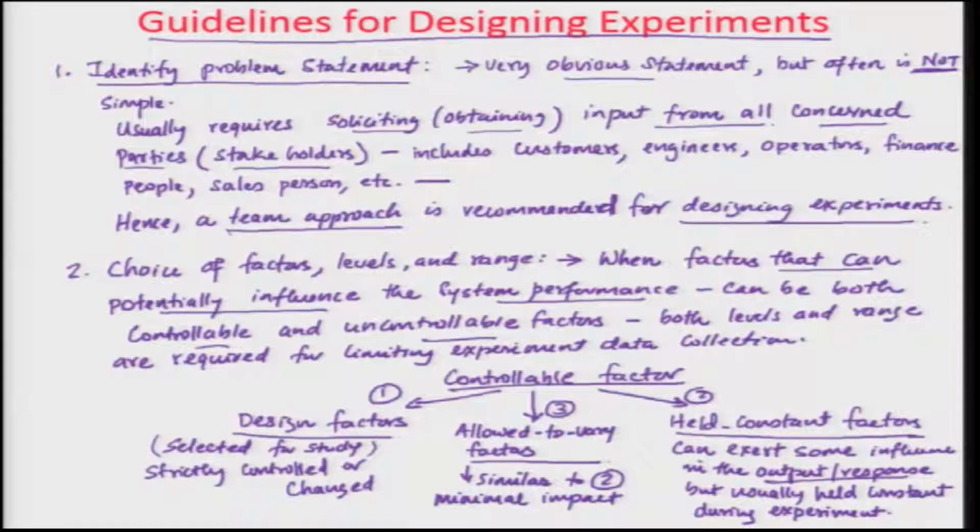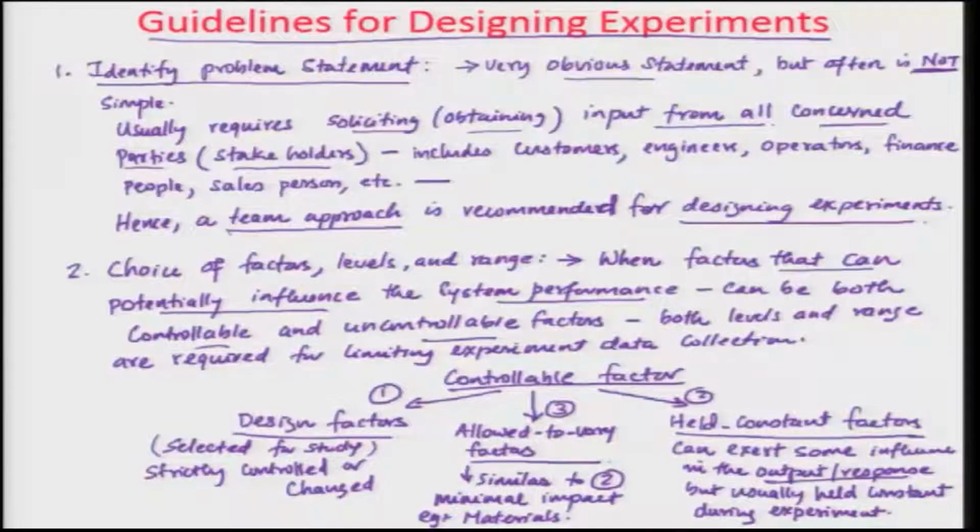The major example of this is materials. You cannot control the materials that much. I mean, you say I am going to make bronze and I am going to use it, but if it is an alloy, then the composition of the alloy can vary from place to place. So, you cannot really control it, you cannot hold it constant. So, the difference between 2 and 3 is that 3 is very difficult to keep constant.